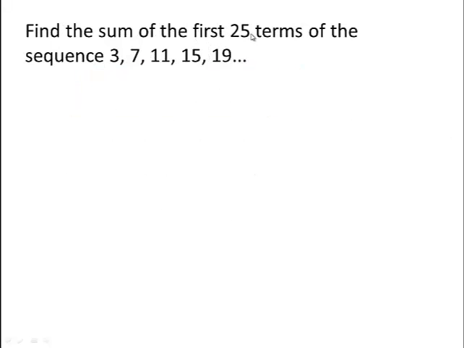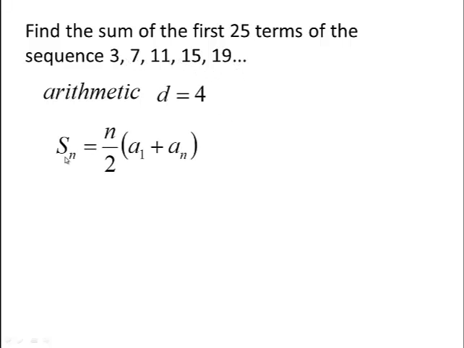Find the sum of the first 25 terms of the sequence 3, 7, 11, 15, 19, all the way up to 25 of these numbers. So we know that this is arithmetic because we have a common difference of 4. And this is the sum that I need to use. But first I need to find the 25th term. I have the first term, which is 3. I have the number of terms, 25, so I'll need the 25th term.